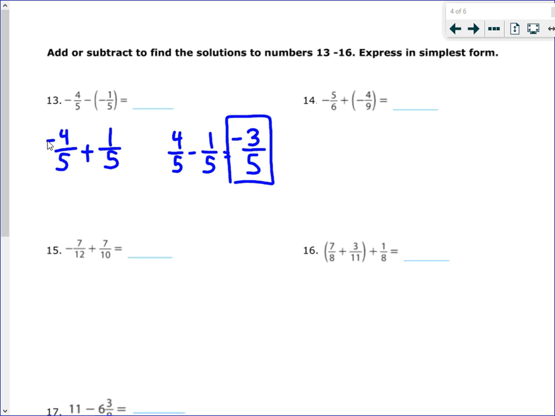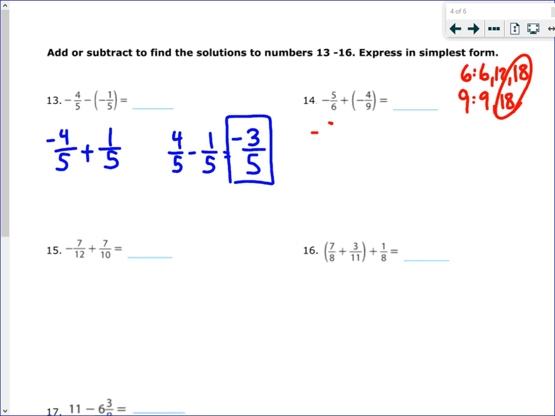Let's look at 14. Now we have different denominators. We have the same sign, though, and we're adding. So our answer is going to be negative. Because they're both negative here, we're going to need to find a common denominator. And the common denominator for 6 and 9, let's see, 6, 12, 18. So 18 it looks like. 9, 18. So 18 is our common denominator.